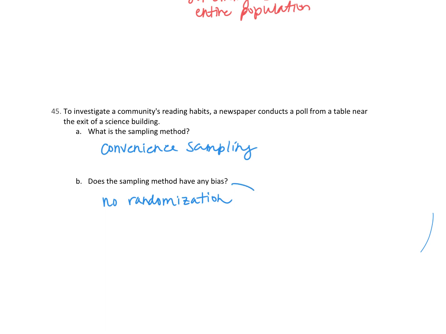Does the sampling method have any bias? Yes. And again, like we just said, we're outside of a science building. The people entering and exiting that building might have similar reading habits. But the other thing is that we have no randomization in how we're collecting the data.